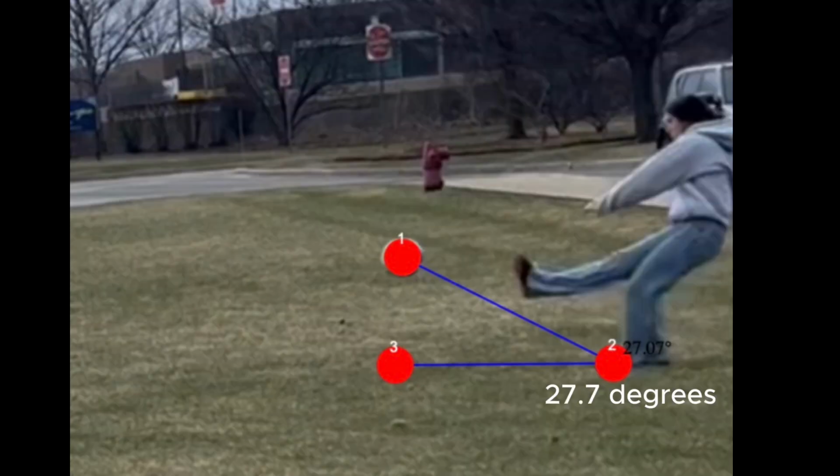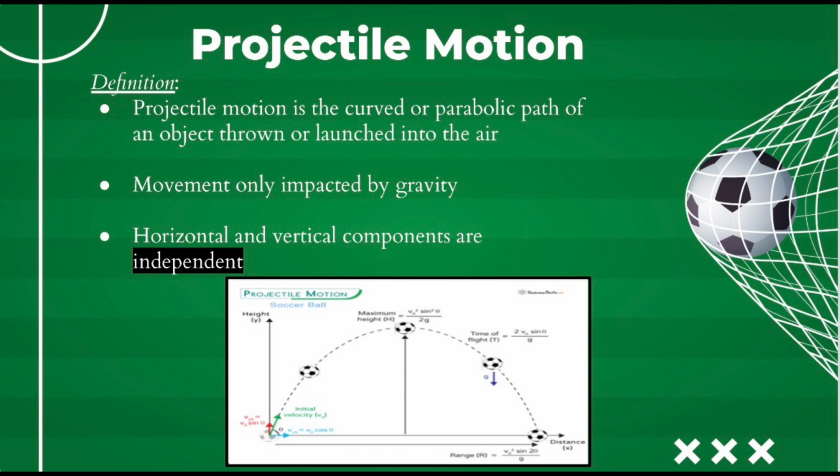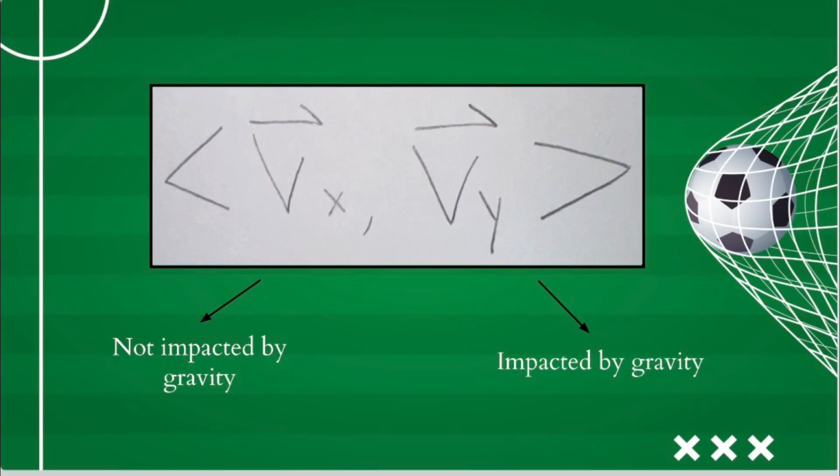We measured the angle of my kick to be 27.7 degrees, and this is all the other data we measured in order to do the following math. We are assuming that this projectile is in free fall, meaning it is only impacted by gravity and no other forces. And we solve for the horizontal and vertical components of velocity separately because velocity is a vector, meaning it has both direction and magnitude. Since gravity is a vertical force, it only impacts the vertical motion of the ball and not the horizontal motion.